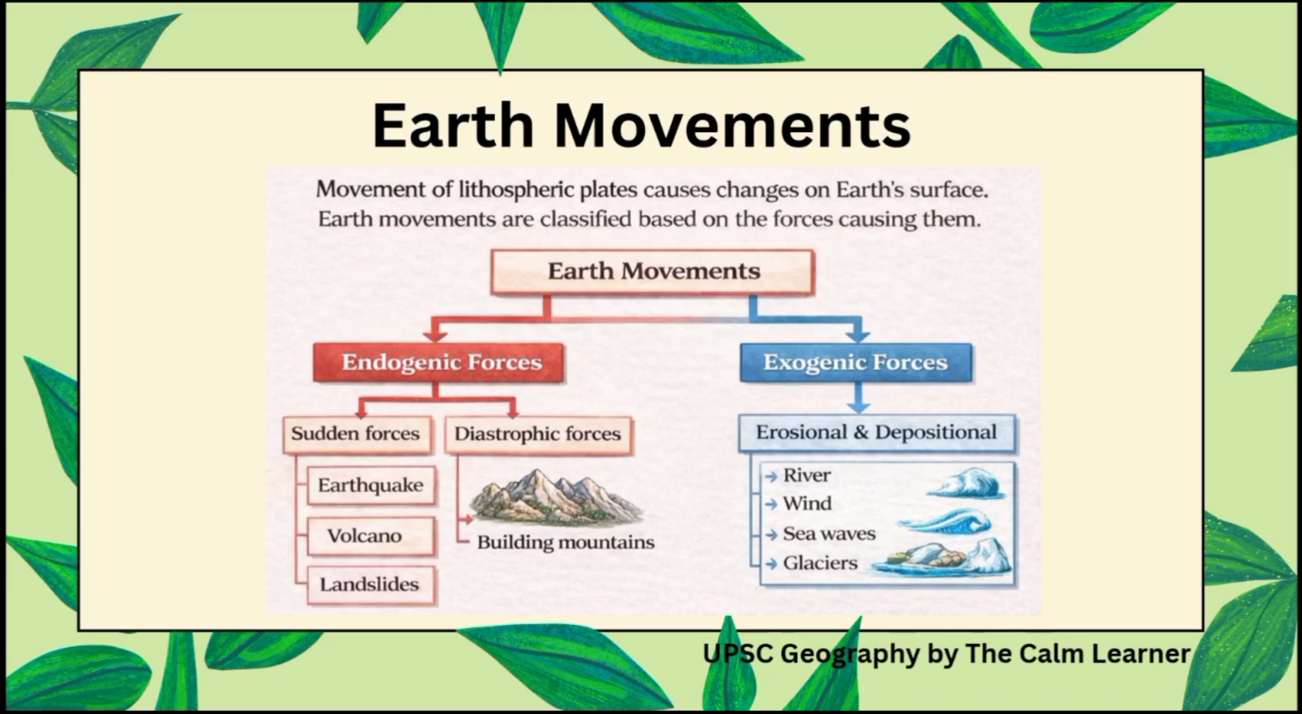The second type is exogenic forces. These forces act on the surface of the earth. They include processes of erosion and deposition carried out by agents such as rivers, wind, sea waves, and glaciers. Together, endogenic and exogenic forces continuously shape and reshape the Earth's surface.